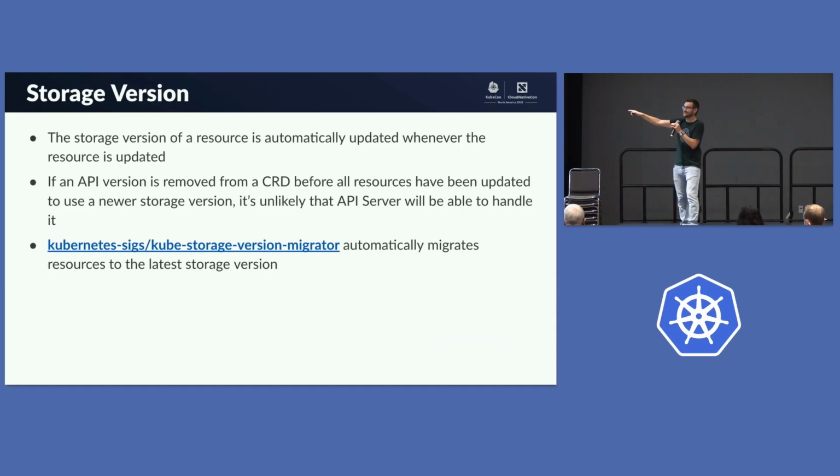There is a thing called kube storage version migrator, which can automatically bump the storage version of your resources for you, but it is not installed by default in most Kubernetes clusters, and I don't know that it's completely perfect, but it seems to be the best thing that exists today to get around this specific issue.